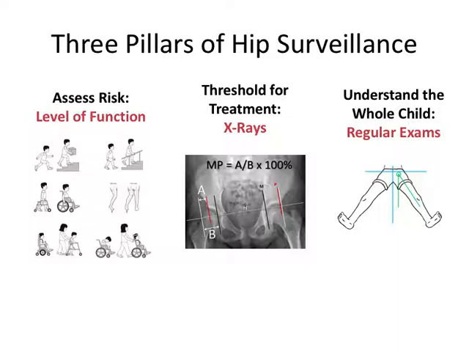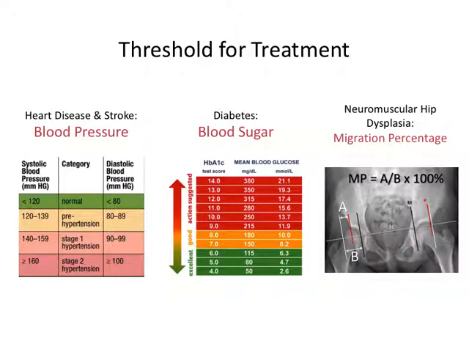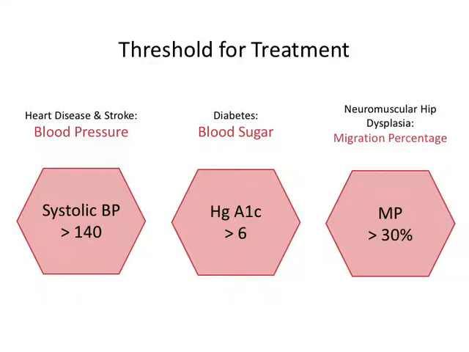Okay, next, let's talk about the threshold for treatment. And that's with x-rays. Each of our conditions has a threshold for treatment. So blood pressure, diabetes, and neuromuscular hip dysplasia. So for initiating treatment with blood pressure, if you have a systolic blood pressure greater than 140, you start getting interventions. If you have a hemoglobin A1C greater than 6, you start getting interventions. And in neuromuscular hip dysplasia, if you have a migration percentage greater than 30, that's when you start having a higher level of scrutiny and perhaps with further displacement treatment.